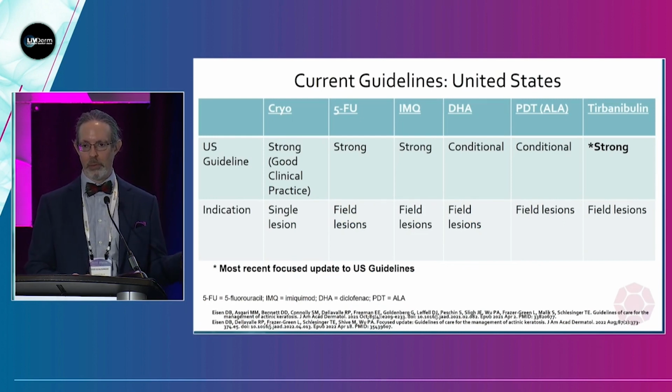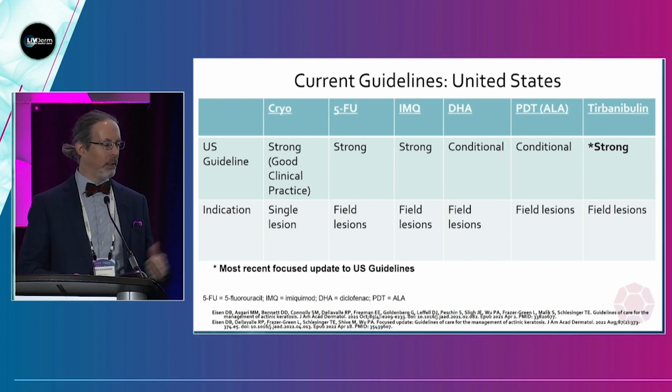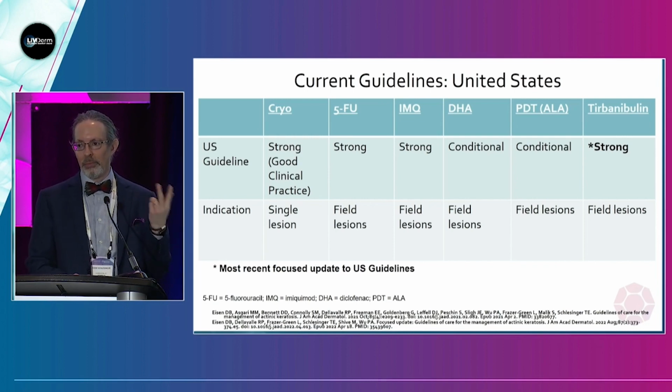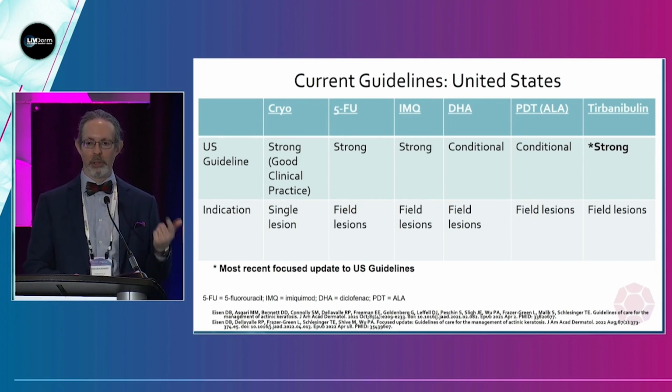And then compare that to the guidelines. So this is 2021 and then 2022 with the US guidelines that were just published. And so cryosurgery, everybody asks, why was that given a good clinical practice statement? There really isn't a whole lot of randomized double-blinded controlled studies in the field of AK in a general sense. Really, the most recent one that we got was the tirbanibulin study, the phase 3 double-blinded studies. Those are probably the most rigorous studies that we've seen in a while for AK that led to the approval of that. So that one got the focused update with a strong recommendation, primarily because of strength of evidence.